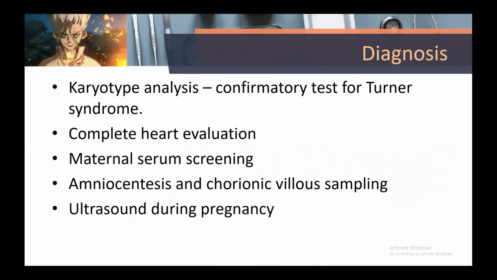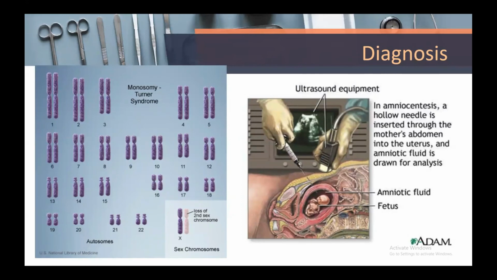Now let us move forward with the diagnosis. So for the diagnosis, we have karyotype analysis. Karyotype analysis is a confirmatory test for Turner syndrome. We also have complete heart evaluation, maternal serum screening, amniocentesis and chorionic villus sampling, and ultrasound during pregnancy. As you can see in the photos below, these are the forms of diagnosis. On the right side, we can see the ultrasound and collection of amniotic fluid. On the left side, we can see the missing X chromosome, which signifies that there is Turner syndrome.